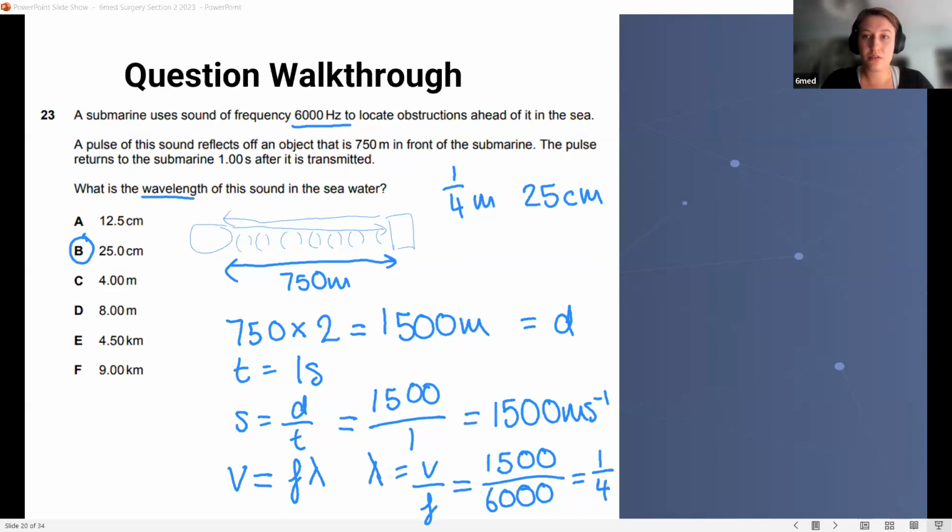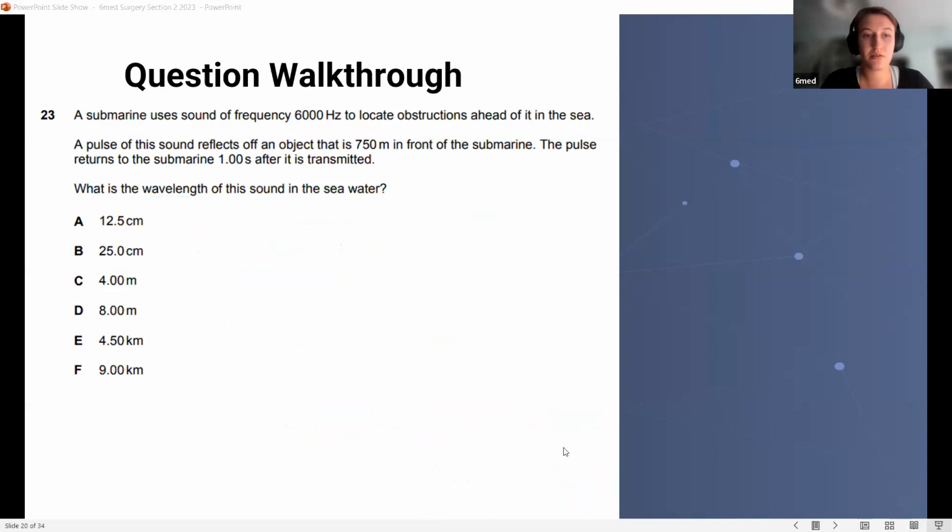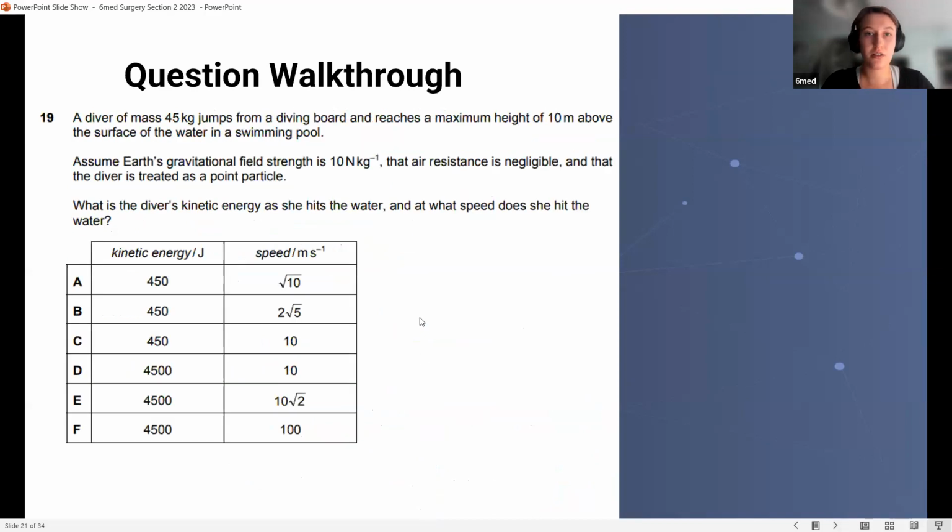Okay, so that would be how I'd approach that sort of physics question, and I'd make sure I'm doing a bit of a diagram to understand what's going on. Okay, have a go at this one here for me.